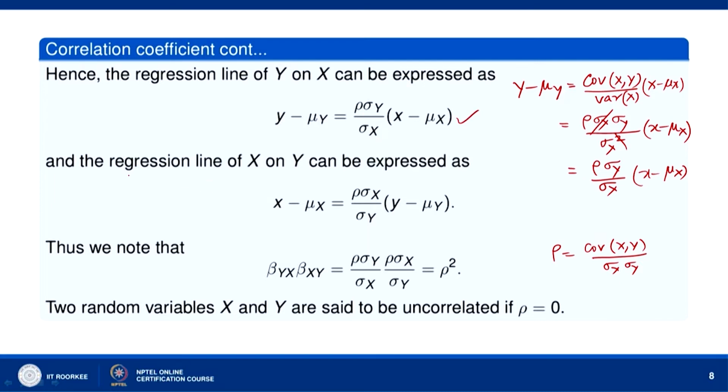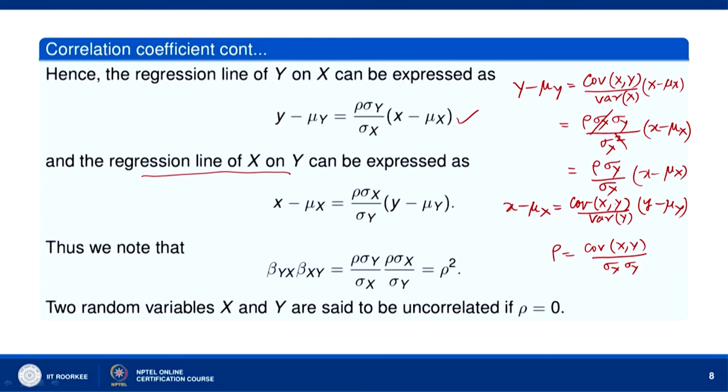In a similar manner, we can express the regression line of x on y in terms of rho. We have x minus mu x equal to covariance of x y divided by variance of y into y minus mu y.